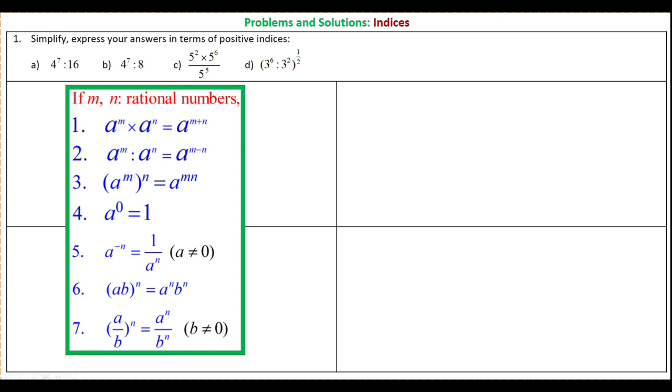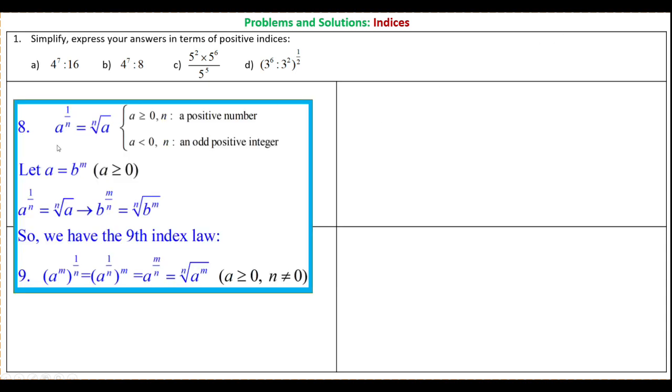Then in laws number 8 and 9, we deal with fractional indices. 1 over n, where n is an integer, is a fraction, what we call a rational number. The same is in law number 9. We have m as an integer and n as an integer, so m divided by n is a fraction, a rational number. So we can generalize m and n to include all numbers, what we call rational numbers.